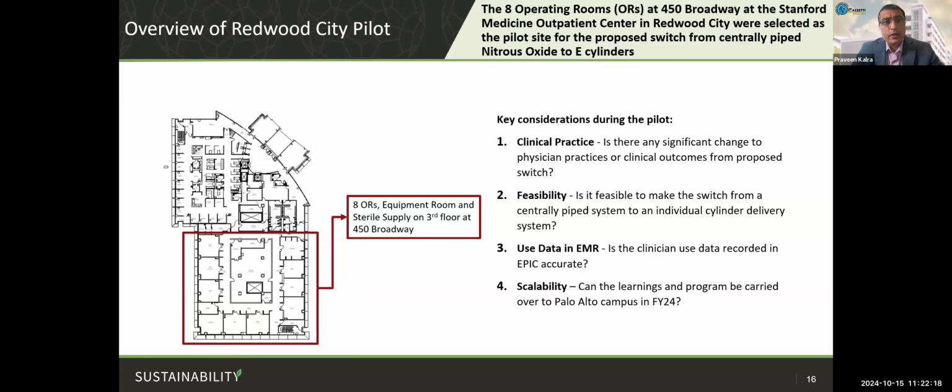So we chose Redwood City as our first pilot site for a couple of reasons. Number one, it is a small hospital with 8 operating rooms. The majority of the cases done there are orthopedic surgeries, which is by definition one of the largest users of nitrous oxide. So we wanted to control all aspects of it in terms of data collection. And if we find the results here, is it easy to scale it up at other locations as well? So we chose Redwood City as the pilot study. Next slide, please.